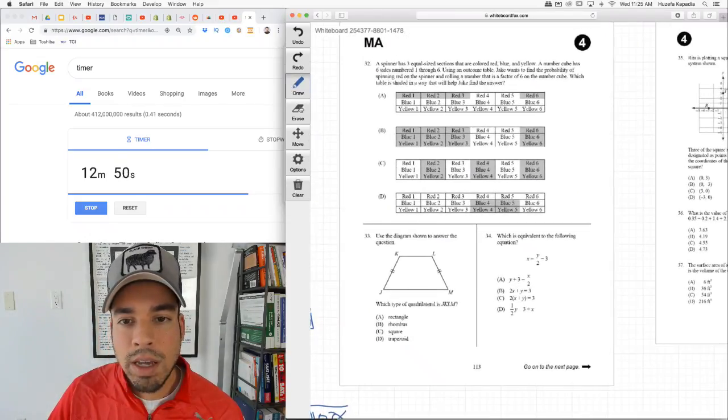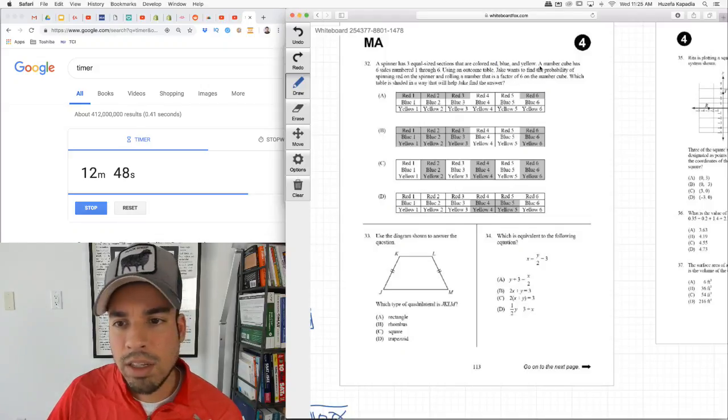A spinner has 3 equal size sections that are colored red, blue, yellow. A number cube says 6 sided, numbers 1 through 6. Jake wants to find the probability of spinning red on the spinner and rolling a number that is a factor of 6 on the cube.